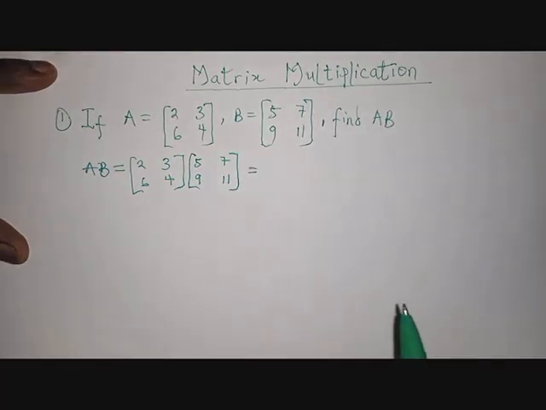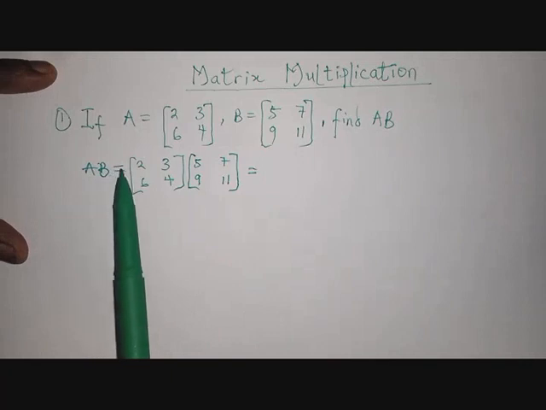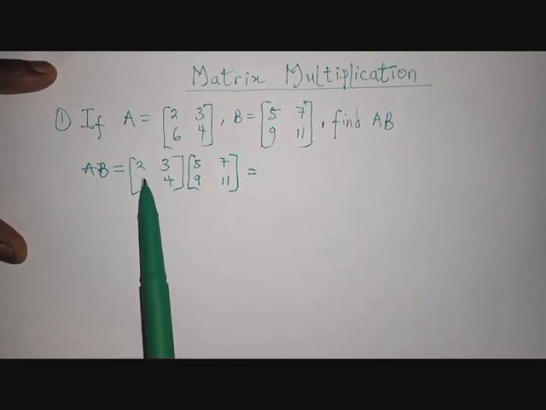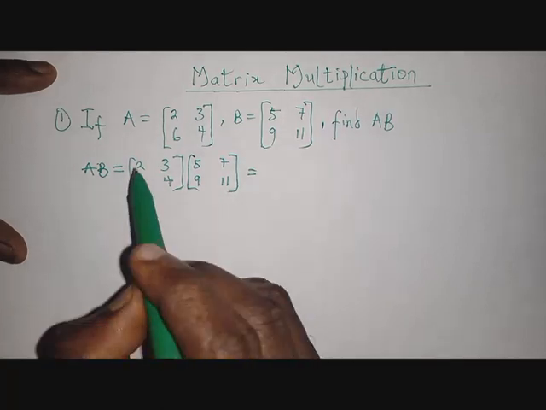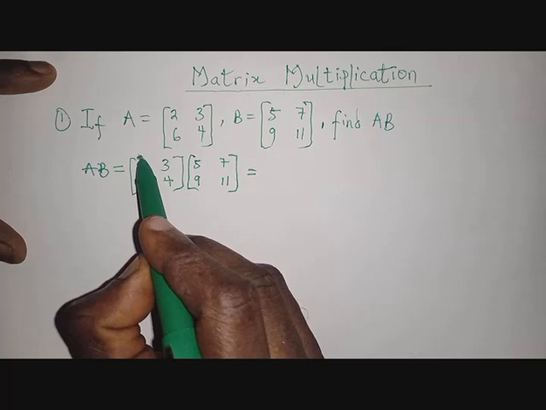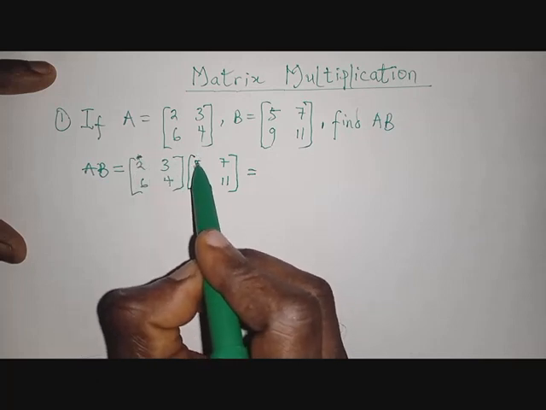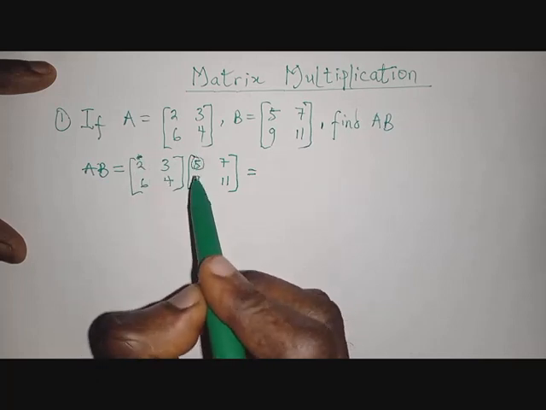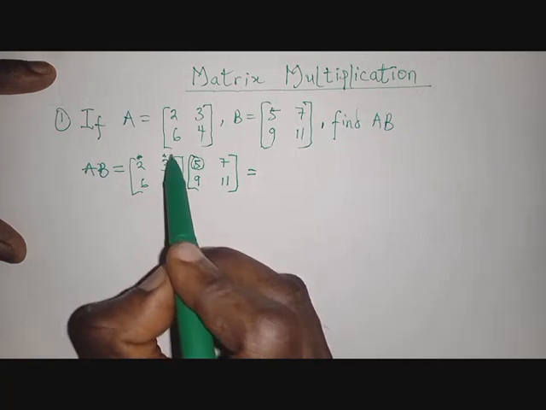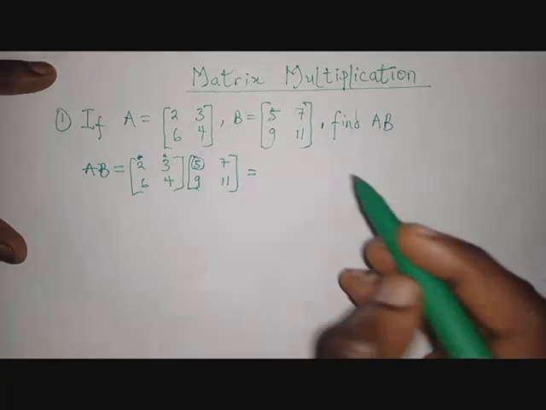This is different from the scalar multiplication where you just pick a number and multiply each of the elements one after the other. In this case, you're going to multiply this particular number with this, then you add the product of this to this. Okay, so let's just go.